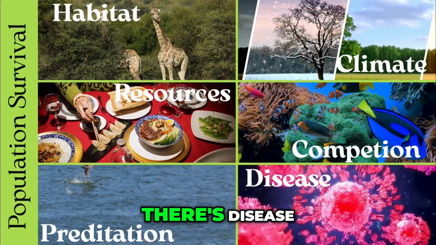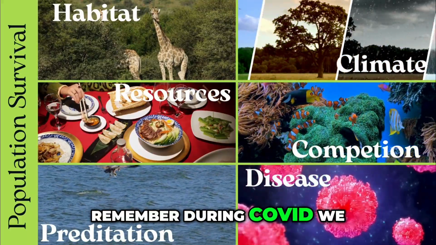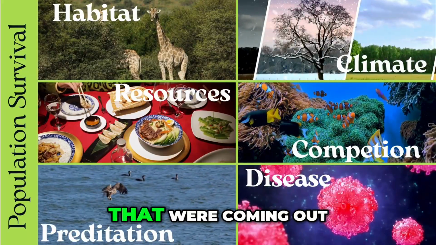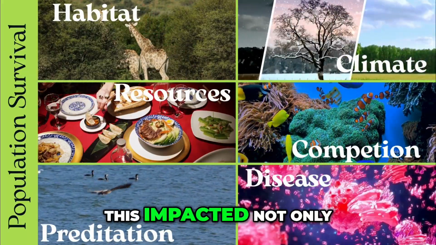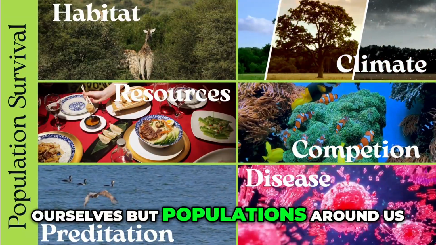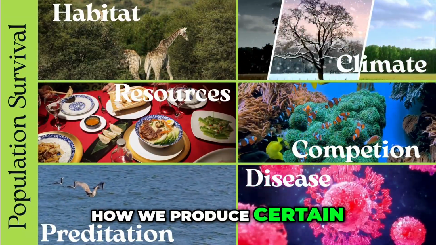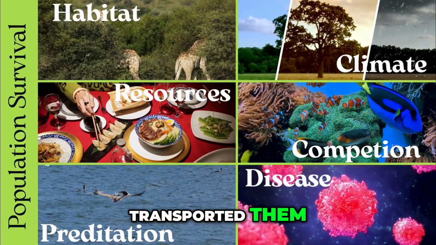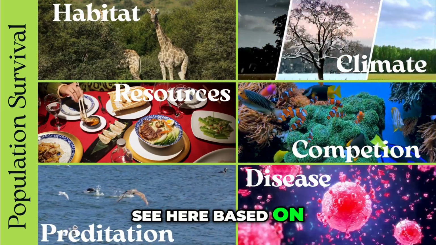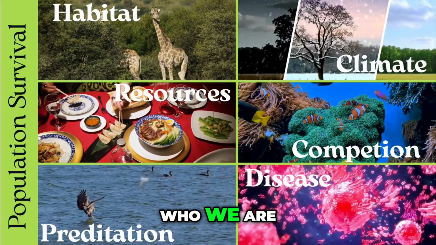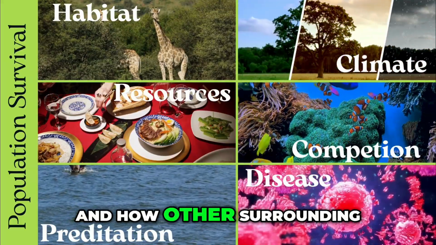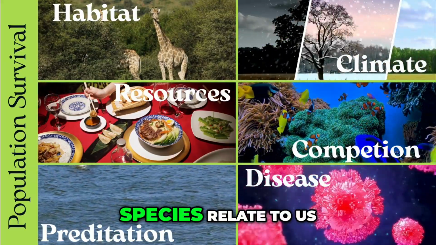And lastly, there's disease. Remember, during COVID, we were worried about diseases that were coming out and how quickly they were coming out. And this impacted not only ourselves, but populations around us, how we produced certain goods or how we transported them. So as you can see here, based on population survival, these key factors influence who we are, and how other surrounding species relate to us as well.